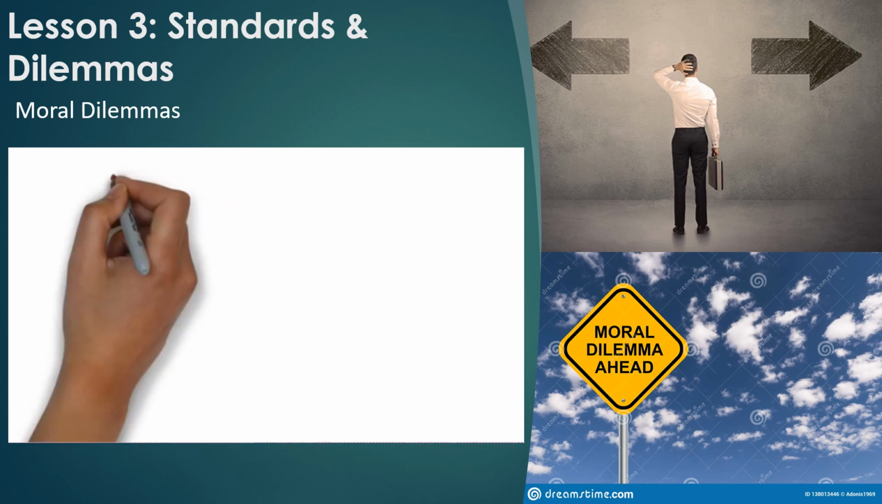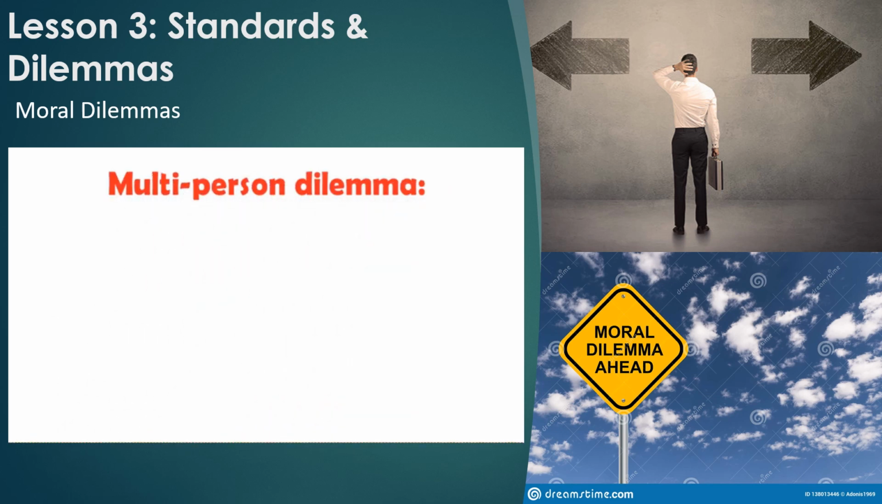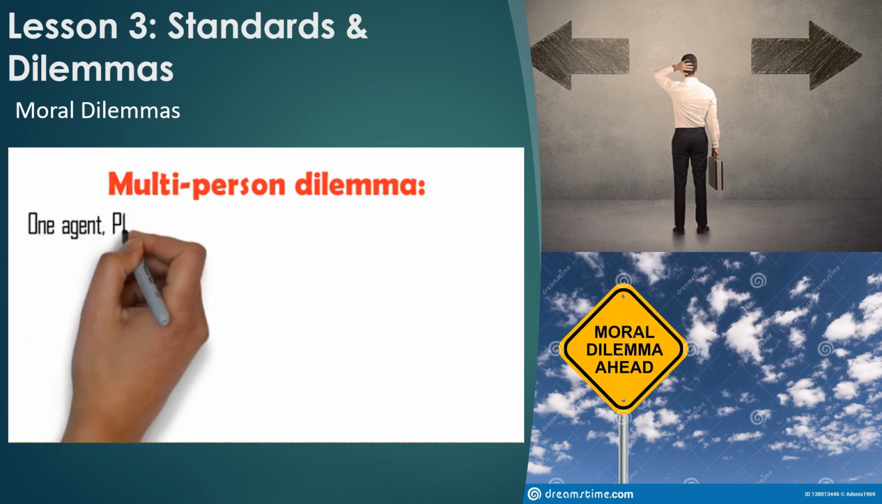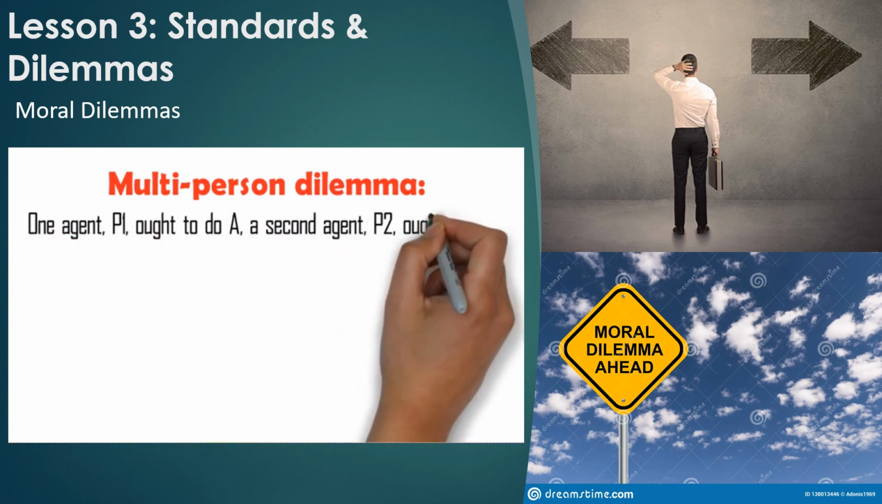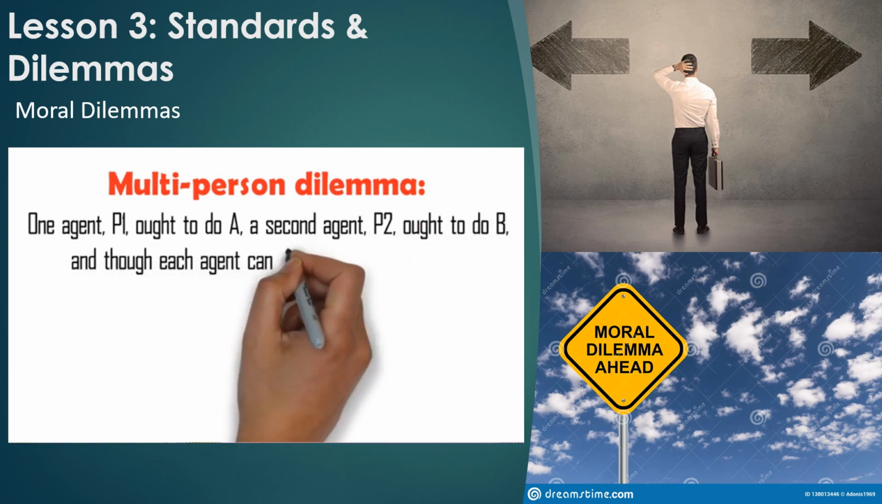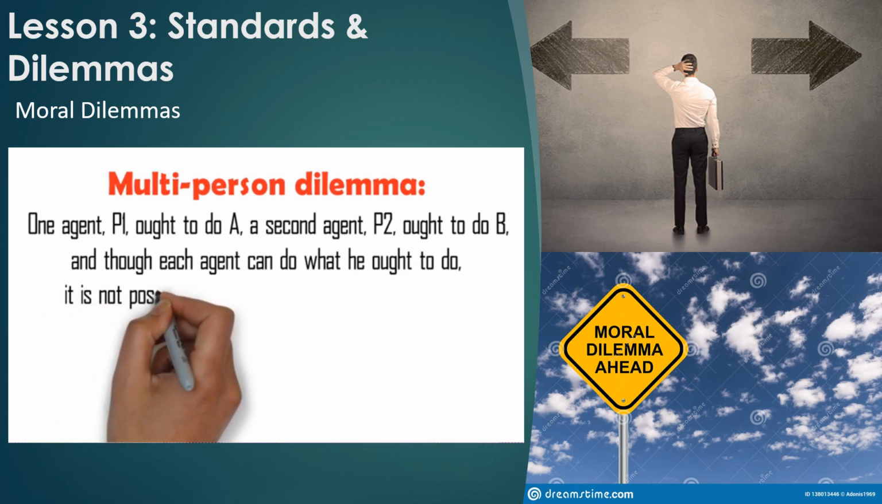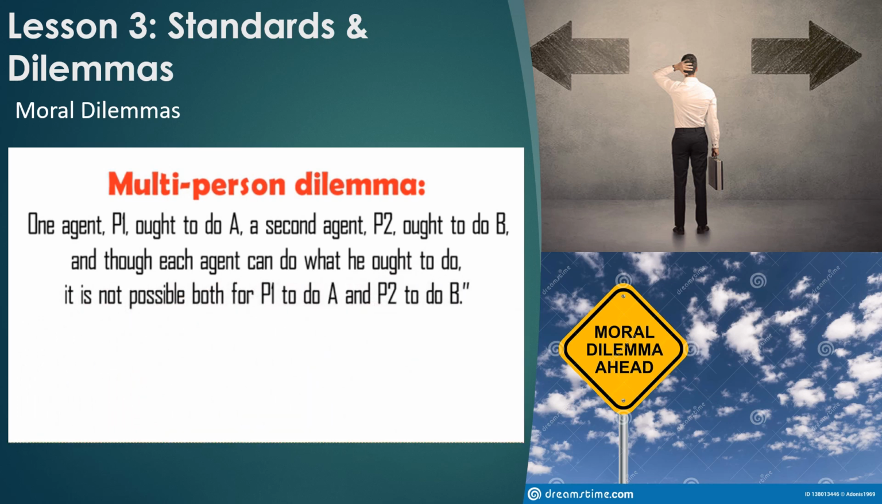In a multi-person dilemma, on the other hand, the situation is such that one agent P1 ought to do A, a second agent P2 ought to do B, and though each agent can do what he ought to do, it is not possible both for P1 to do A and P2 to do B. According to Benjamin Labastida, the multi-person dilemma arises inasmuch as agents X, Y, and Z may possibly have chosen conflicting moral choices. That is, person X chooses A instead of B and C, and person Y chooses B instead of A and C, and so on and so forth.